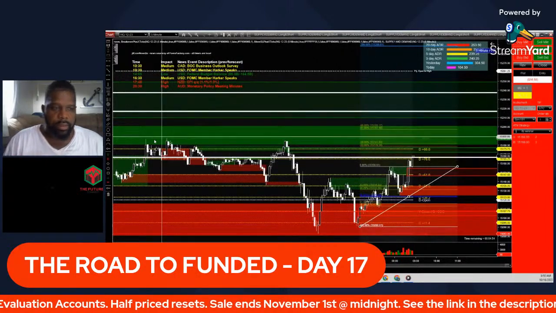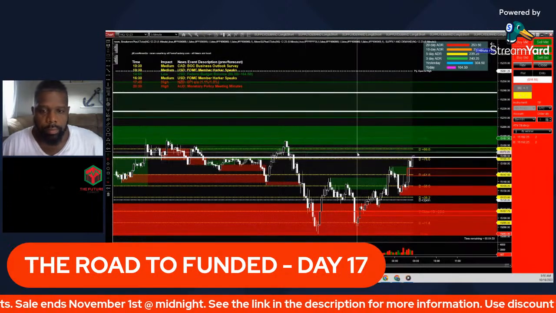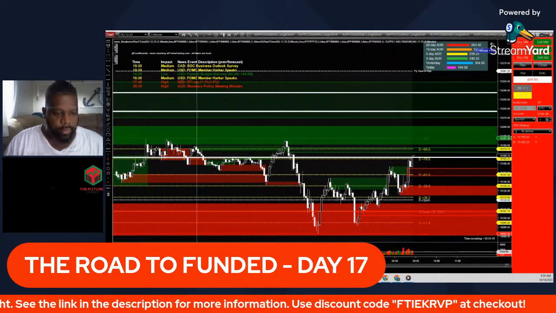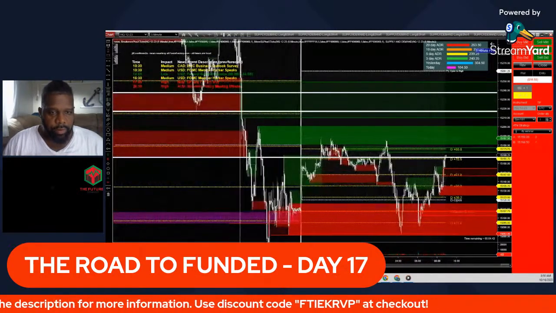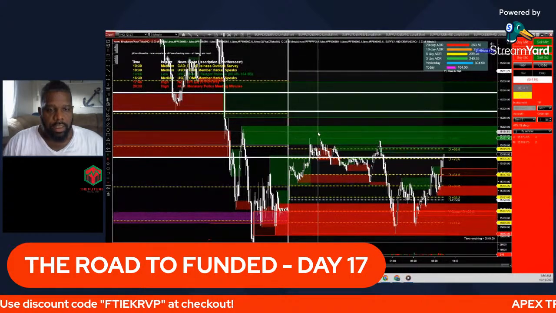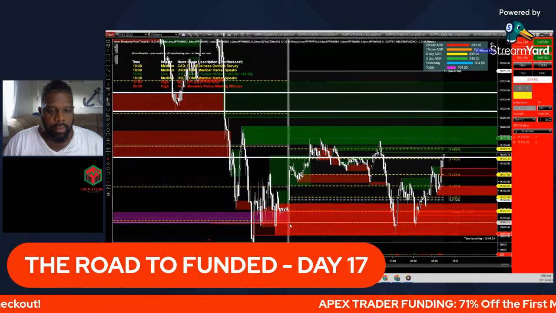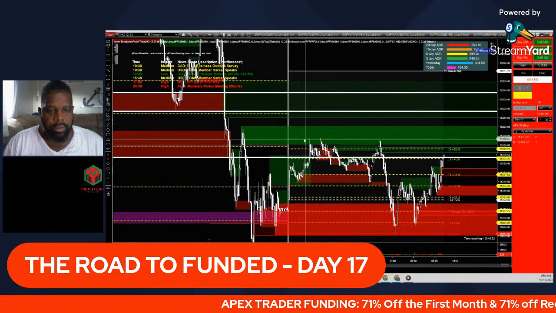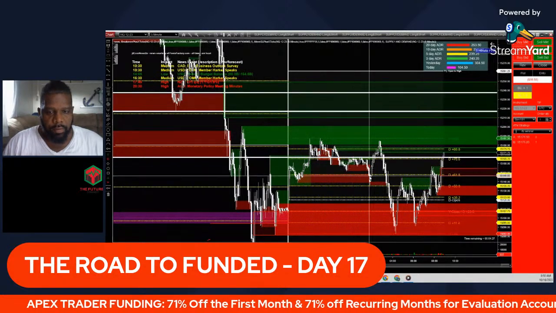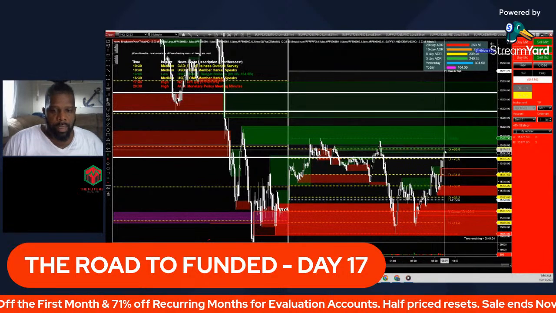NASDAQ seems to be making its way back up to this supply zone where it keeps getting rejected from. This supply zone was the supply zone from Friday where it got rejected, as you can see. It ran down and created a demand zone, then ran back up to the same supply zone where it got rejected. It got knocked down, came back up, got knocked down again. Now we're coming back up to this area.